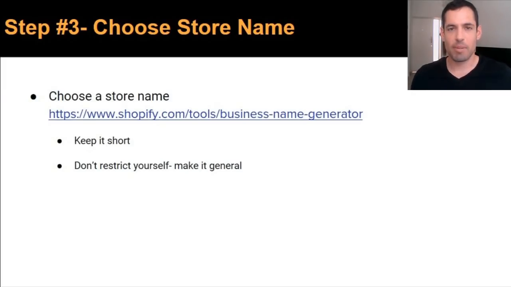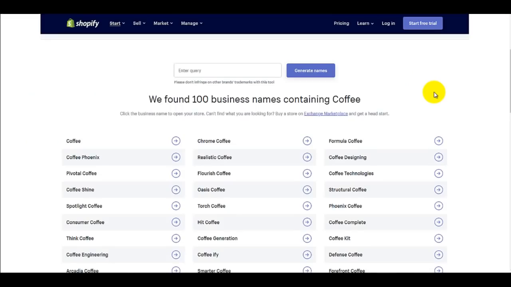Okay, so the next step now is we're going to choose a store name and we're going to purchase a domain name. For those of you who don't know, the domain name is basically the address, the website address of your store. You can use the Shopify business name generator. This is the generator. I'm going to share the link in the description.